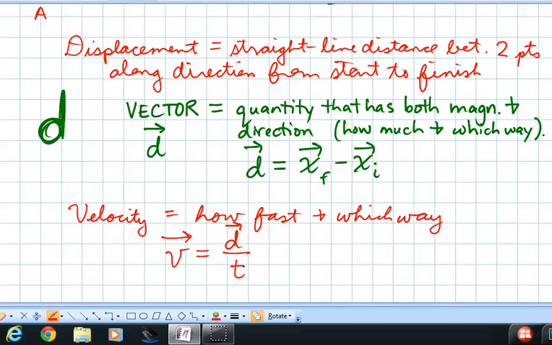Notice that time is not a vector, but displacement is, and so is velocity. We can also have average versus instantaneous velocity. It means the same thing as speed. And then finally, we can have other vectors such as momentum and force. Field is a vector, but we'll talk about all of these a bit later on.